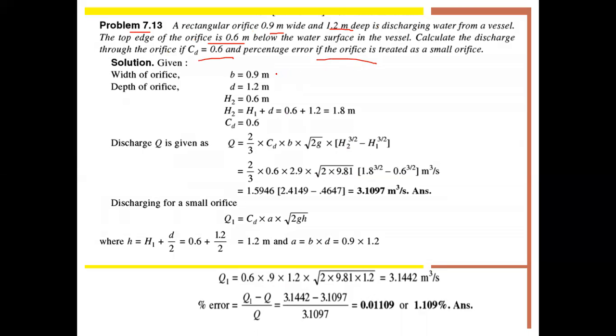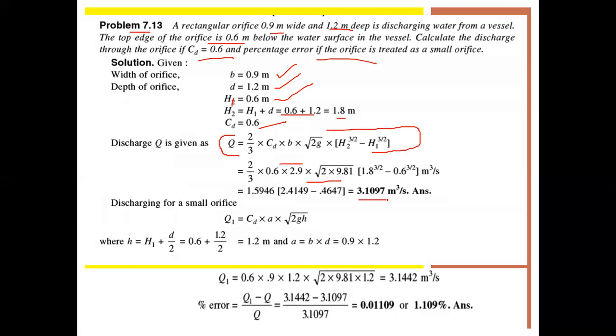Now, the width of the orifice is equal to 0.9 meter. The depth of the orifice is equal to 1.2. The height is equal to 0.6. Then H2 is equal to H1 plus D, that is 0.6 plus 1.2, that is 1.8 meter. Now CD is given as 0.6. Now the discharge is taken as this. Apply this formula. After substituting, we get the value of discharge Q is equal to 3.1.